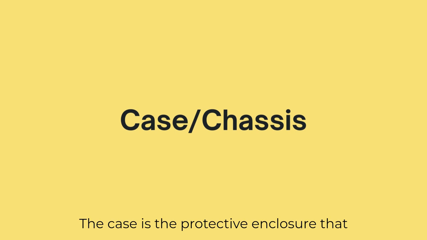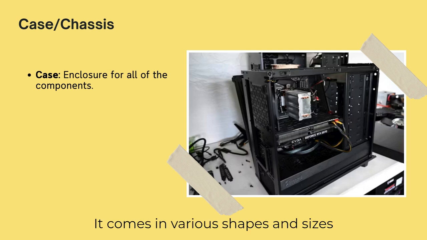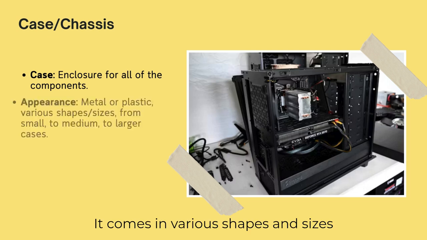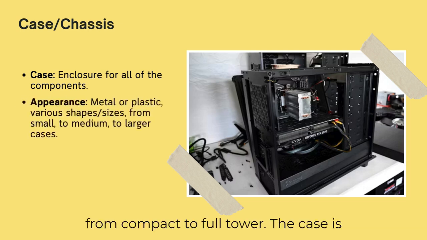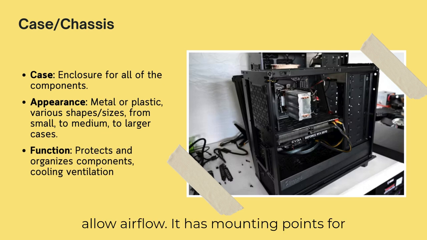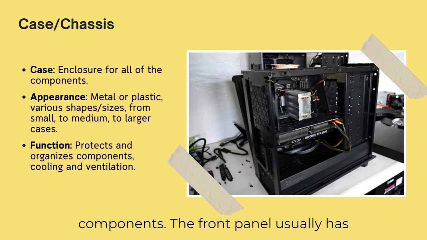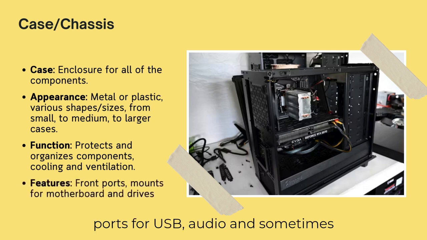The case is the protective enclosure that houses all of these components together. It comes in various shapes and sizes, from compact to full tower. The case is typically made of plastic or metal and features ventilation holes or mesh to allow airflow. It has mounting points for the motherboard, storage drives, and other components. The front panel usually has ports for USB, audio, and sometimes additional features like fan controllers.